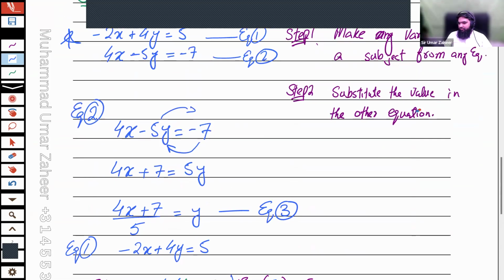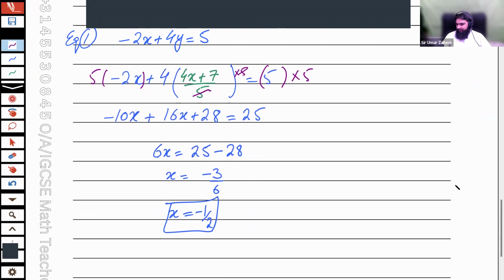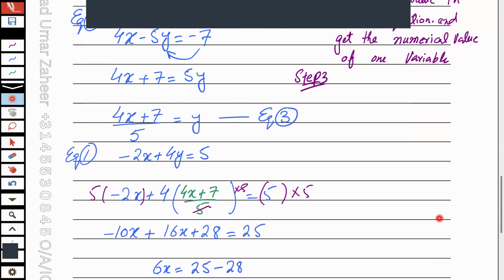So when you are substituting the value into the other equation, you will get the numerical value of one variable. Yes, Mustafa, what do we have to do next? You use the value of x and substitute it into the first equation to find y.